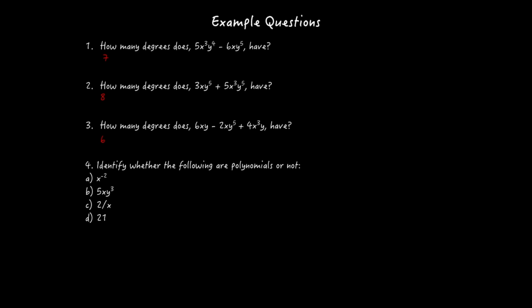In question 4 we have to identify whether the following are polynomials or not. Remember that a polynomial cannot be multiplied to the power of a negative number and can't be divided by a variable. Therefore, question 4a is not a polynomial, question 4b is a polynomial, and question 4c is not a polynomial. Remember that polynomials can also just have one term and can be just a coefficient, so therefore 21 is also a polynomial.